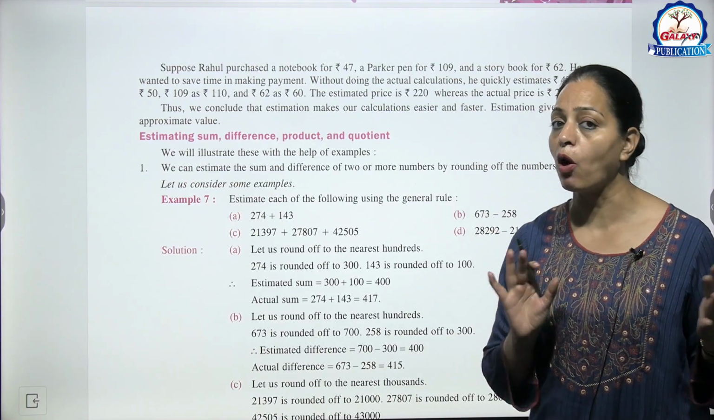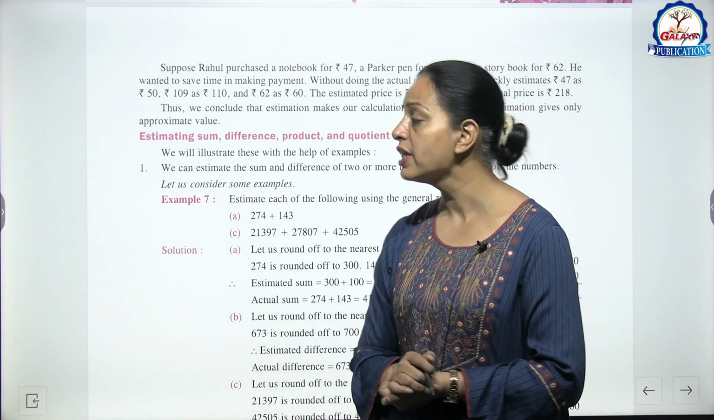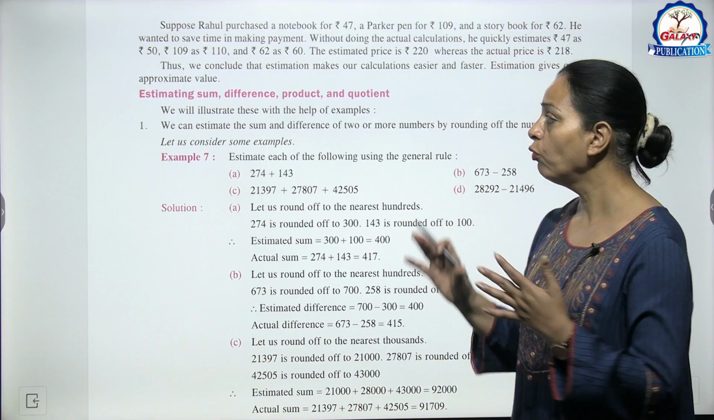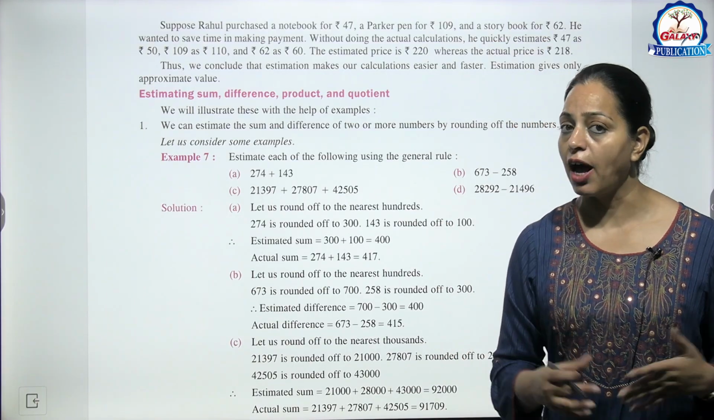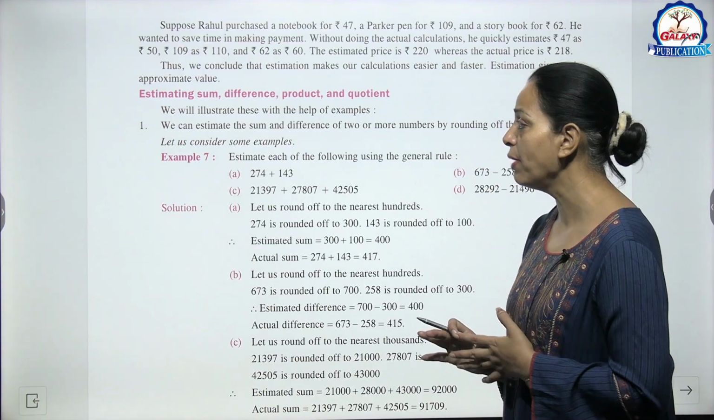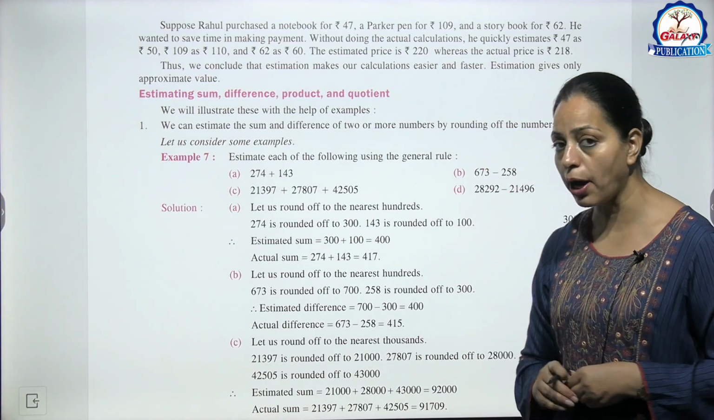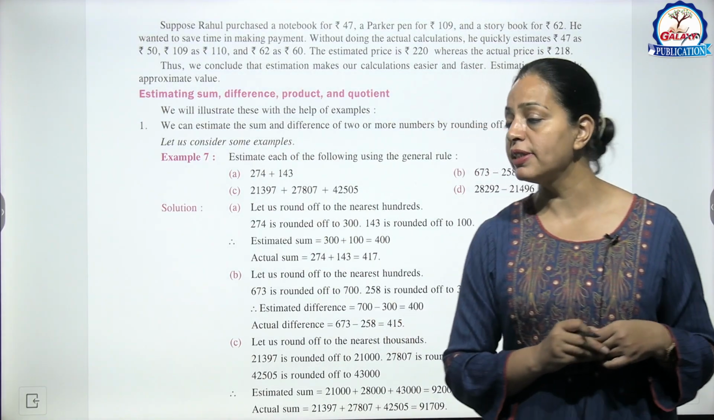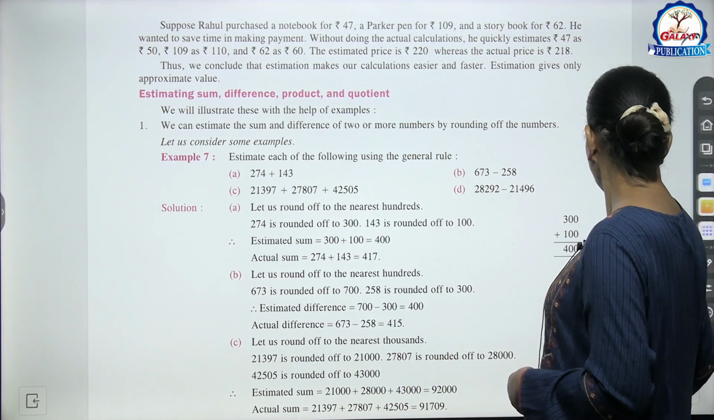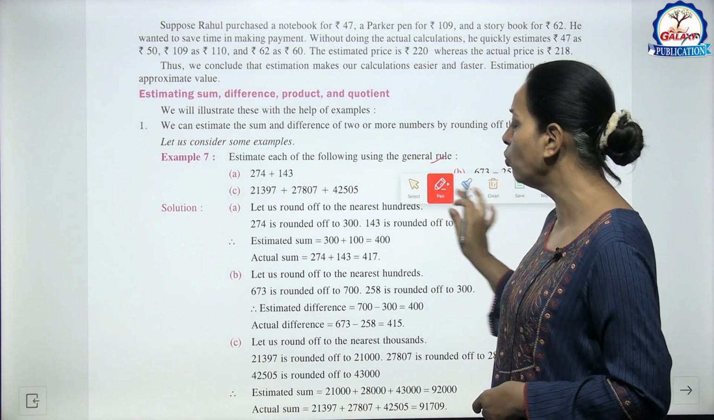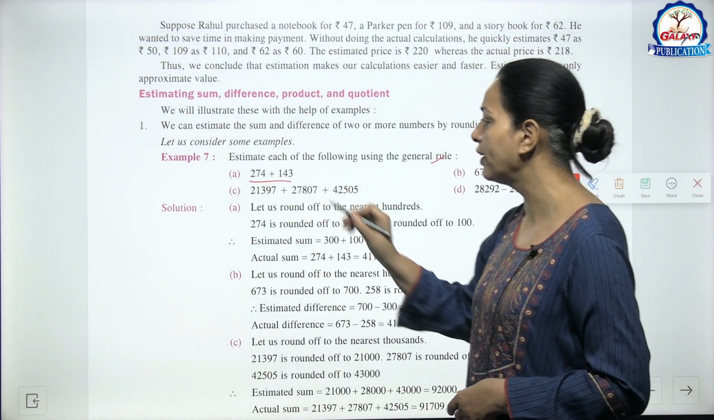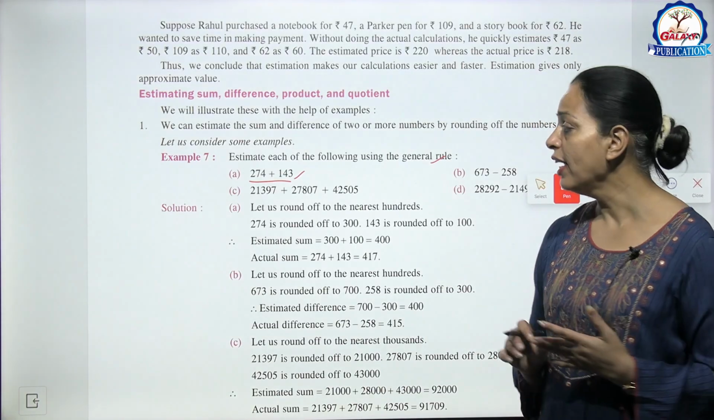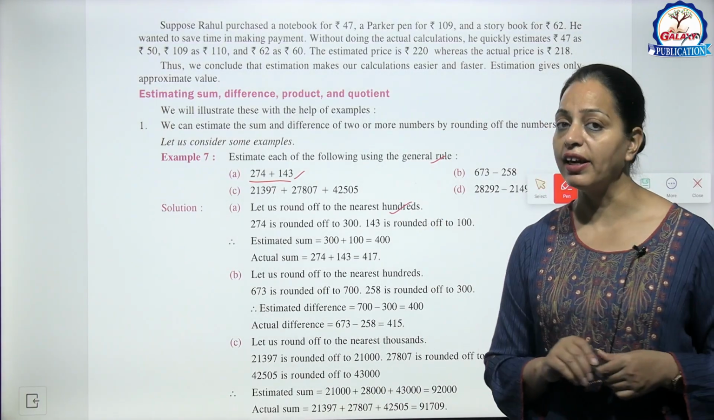Estimation gives only an approximate value, right? Now, estimating sum, difference, product and quotient. We will illustrate these with the help of some examples. The first one, we can estimate the sum and difference of two or more numbers by rounding off the numbers. Let us consider some examples. Example 7. Estimate each of the following using the general rule. Like here A part, 274 plus 143. So what will we do? Let us round off to the nearest hundreds, right?